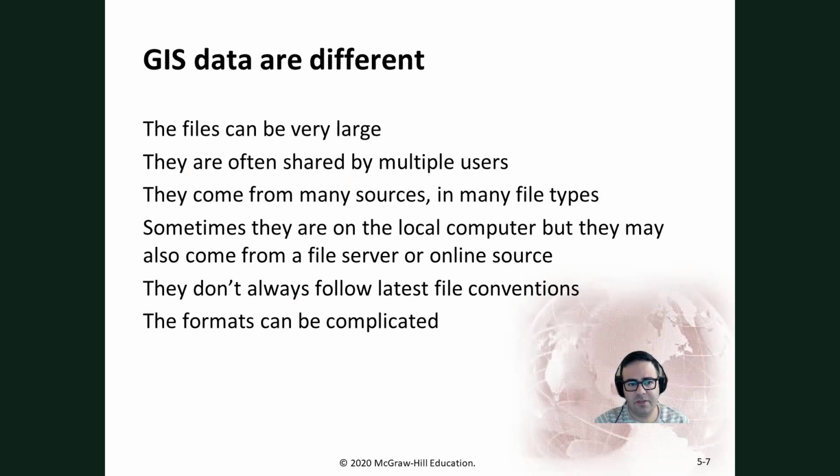GIS data are different because files can be very large and they're often shared by multiple users. So we want to make sure that we are using the correct version of the data file or layer. They may come from different sources, so it's very important to keep track of the metadata, or information about the layers: who actually created that, when the data was created, and what the accuracy is. Some data sets may be stored on your local computer. However, it is always preferred to have them connected to a server, so any change you make would also be updated on the actual original data.